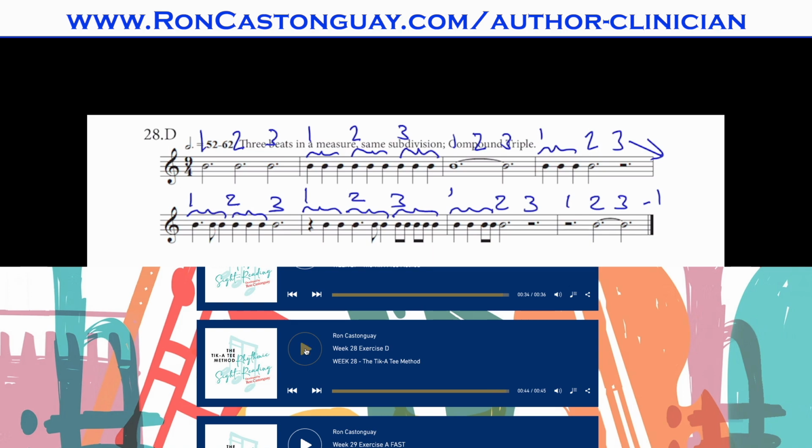Ta. All right, there it is. Super fun, super fast, 28D. And you know the drill. If you haven't yet chosen option 3, which is playing exercise 28D on your instrument, you need to do that first before moving on.